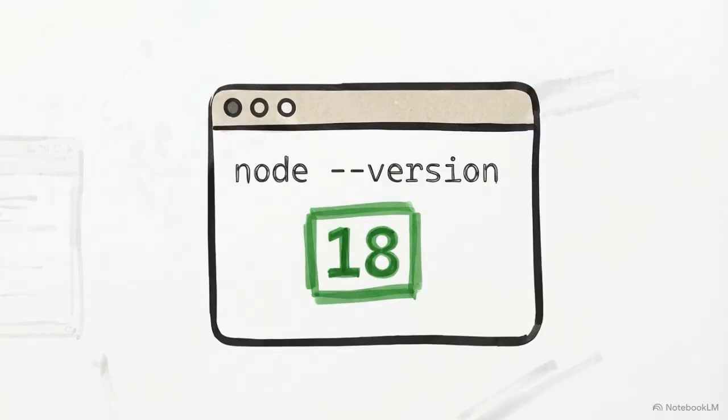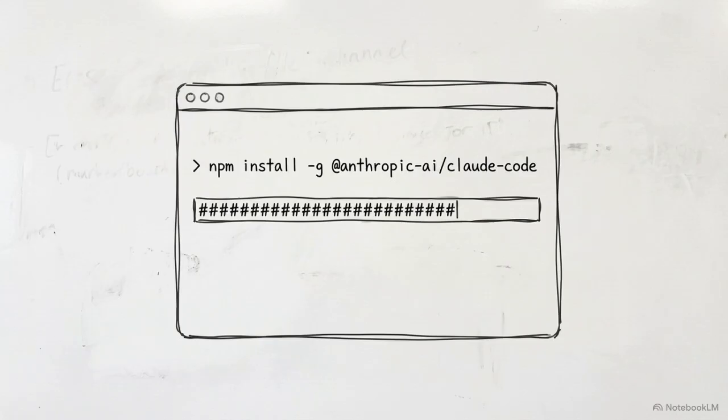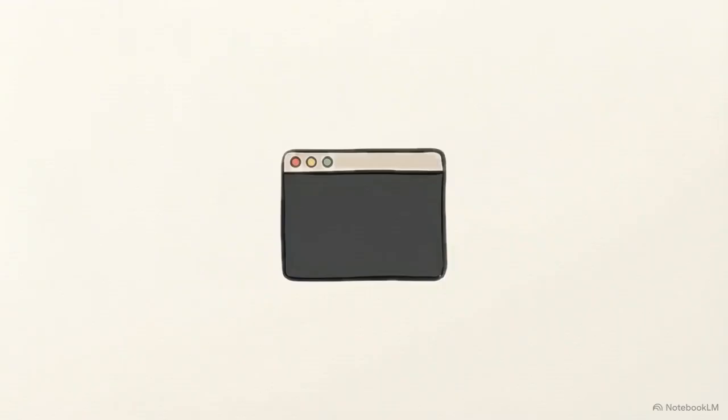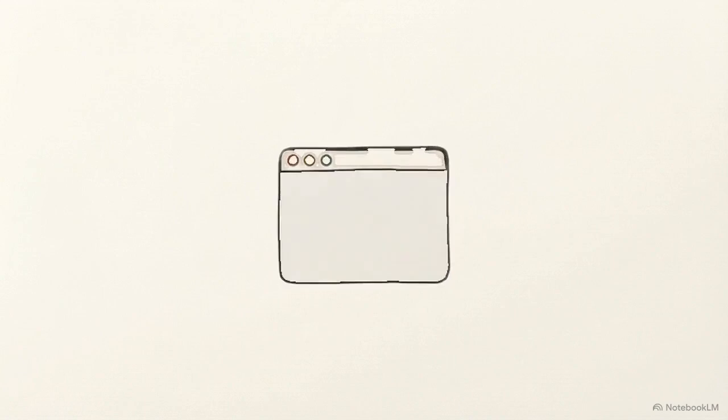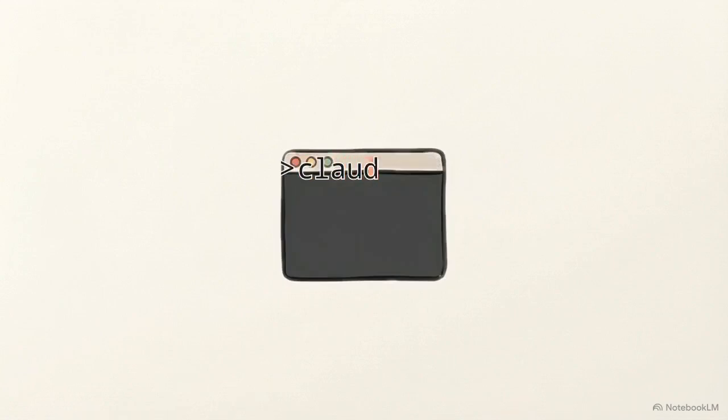Start by opening your terminal and typing node --version. If you see version 18 or higher, you can proceed with the installation. To install the core Claude Code interface globally on your system, enter the command npm install -g @anthropic-ai/claude-code. After the installation finishes, you must completely close and restart your terminal. This refreshes your system's PATH, ensuring the claude command is recognized immediately.